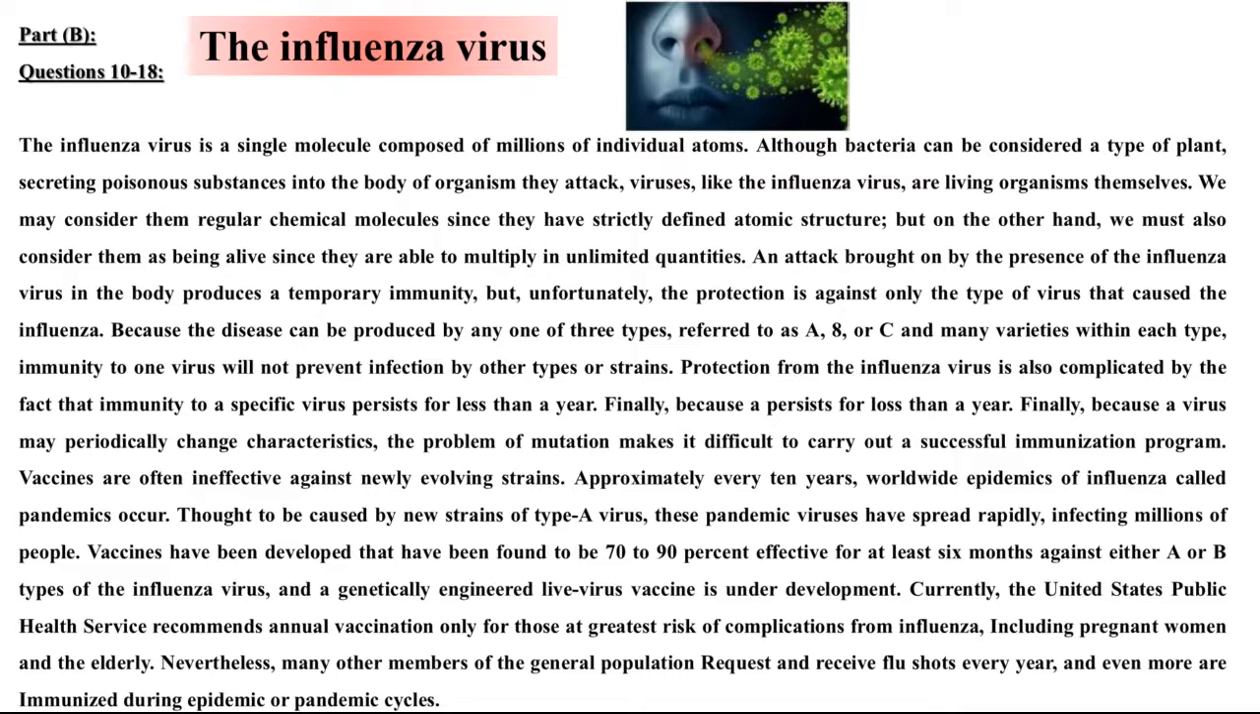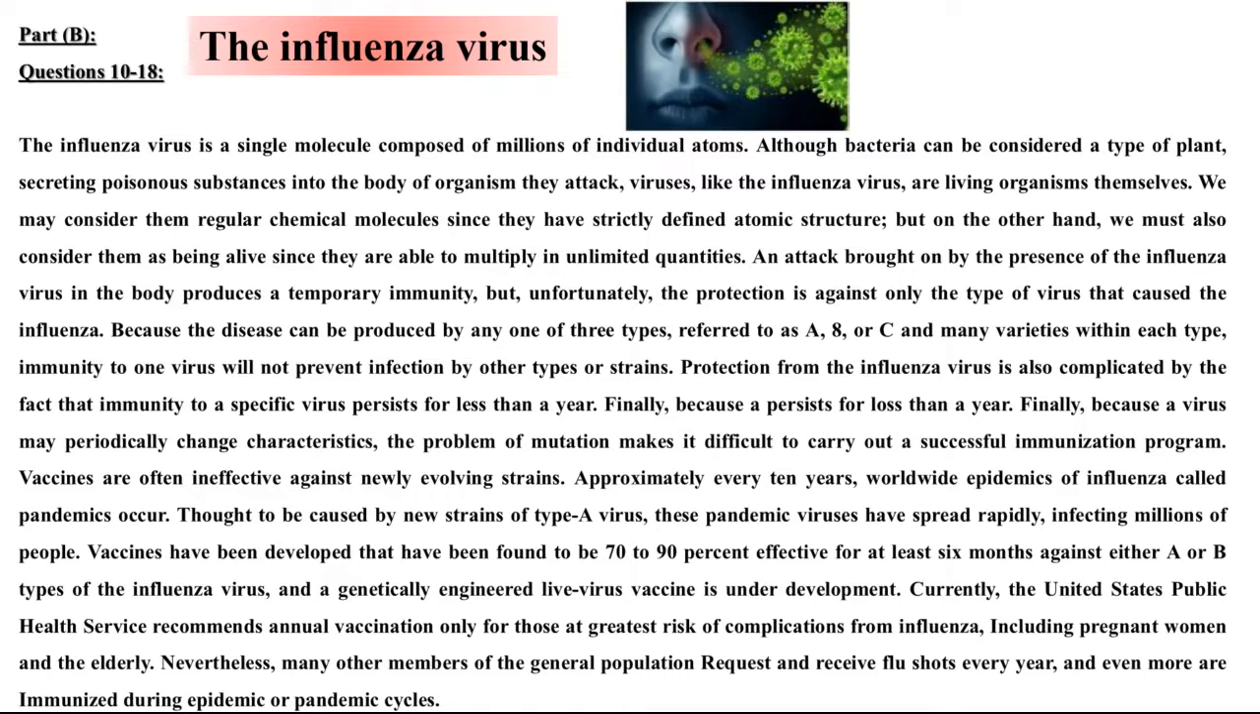Finally, because a virus may periodically change characteristics, the problem of mutation makes it difficult to carry out a successful immunization program. Vaccines are often ineffective against newly evolving strains. Approximately every 10 years, worldwide epidemics of influenza called pandemics occur. Thought to be caused by new strains of type A virus, these pandemic viruses have spread rapidly, infecting millions of people.